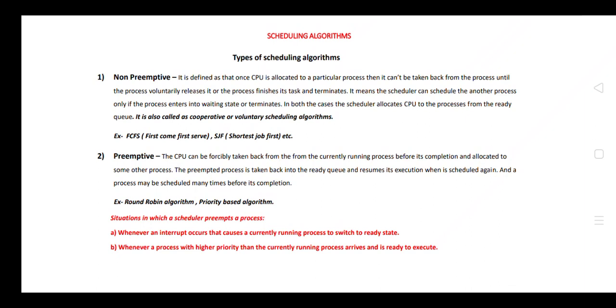And the next thing we discussed is the dispatcher. It is the responsibility of the scheduler to schedule a particular process, but the actual dispatching of the processes, or the actual allocation of the CPU to the processes, is done by the dispatcher. So we discussed the dispatcher also.